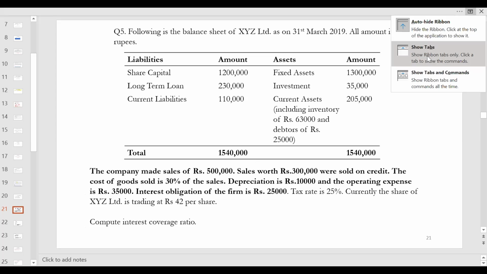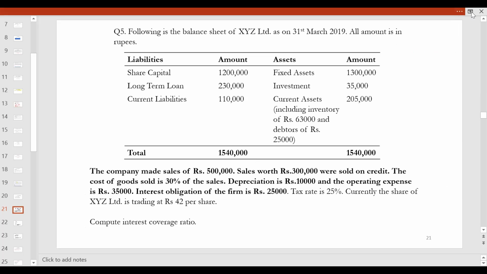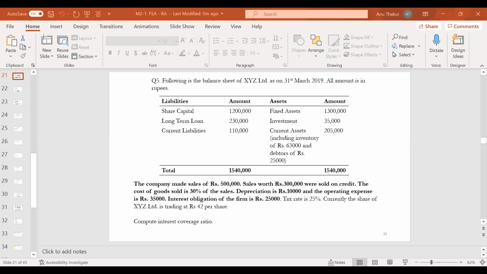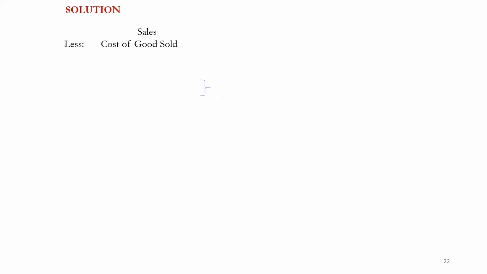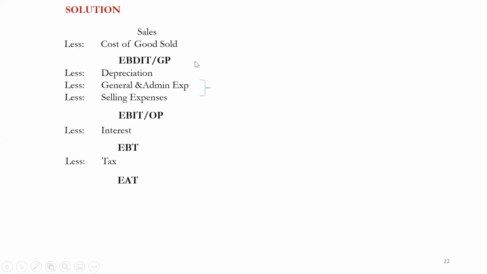Okay, so now how to calculate? Because every piece of information is given to us. First, we need to calculate the profit, what I was talking about. I'll just let you know how to calculate that. Sales minus COGS, we will get gross profit. We all know depreciation, administration and general expense, and selling expense, if we deduct these, we will get operating profit or EBIT, minus interest, EBT, minus tax, EAT.